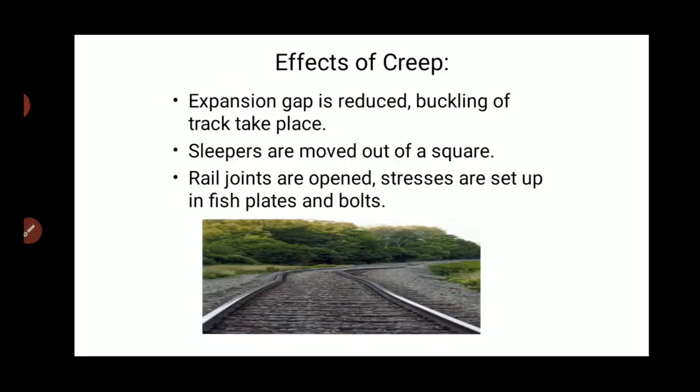The next is effects of creep. The first point is that the expansion gap is reduced and buckling of track takes place. That means if there is no sufficient gap between two rail ends at the joint, then the rail can't expand freely, so it will try to buckle in the lateral direction. Due to the lack of expansion gap, thermal stress will be exerted in the rail, and it will try to buckle in the lateral direction.